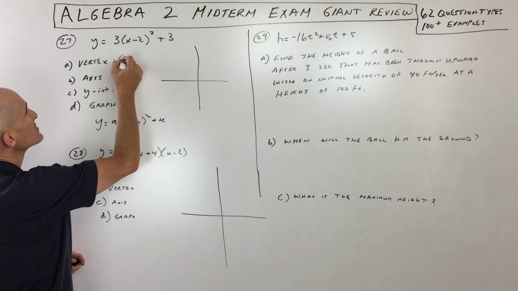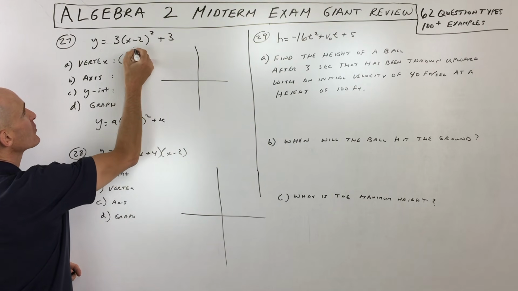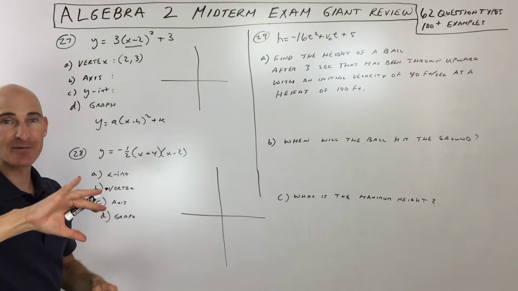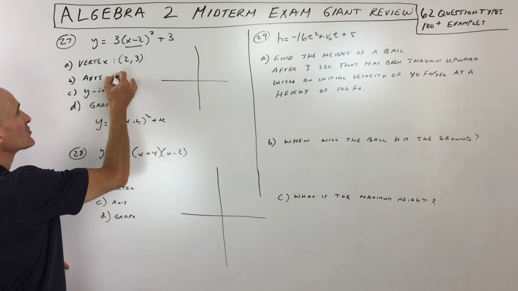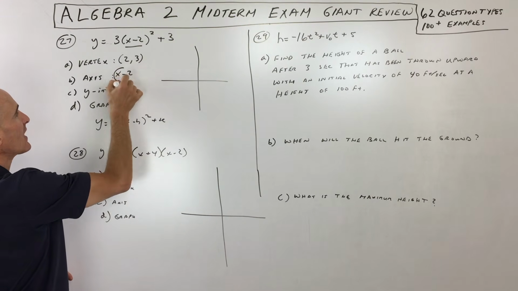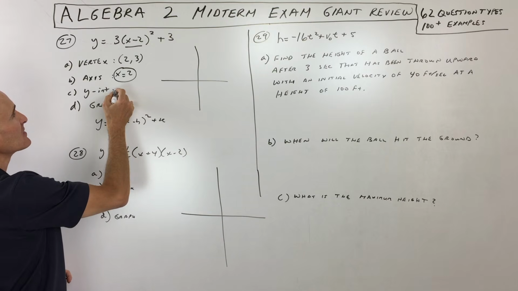So you can see the vertex is going to be at positive 2, comma 3. Remember, the one that's grouped with the x has the opposite sign. This k value over here has the same sign. The axis of symmetry is going to be through the x coordinate of the vertex, so that's going to be x equals 2. The y-intercept is a little bit more challenging.